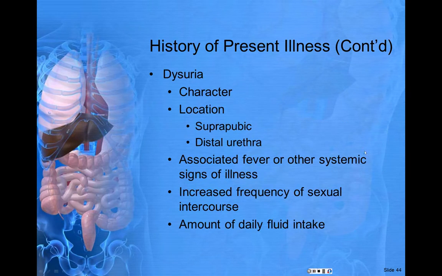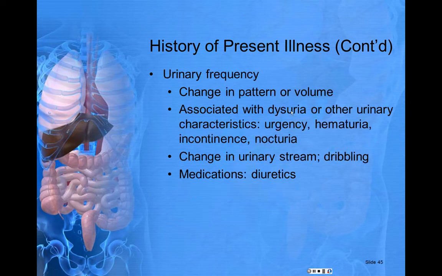The history of present illness with any kind of abdominal complaint should include inquiry about dysuria. If they're having difficulty with urination, is there character, location, suprapubic or distal urethra, any associated fever or other systemic signs of an illness, increased frequency of sexual intercourse, which can lead to urinary tract infections, and the amount of daily fluid intake.